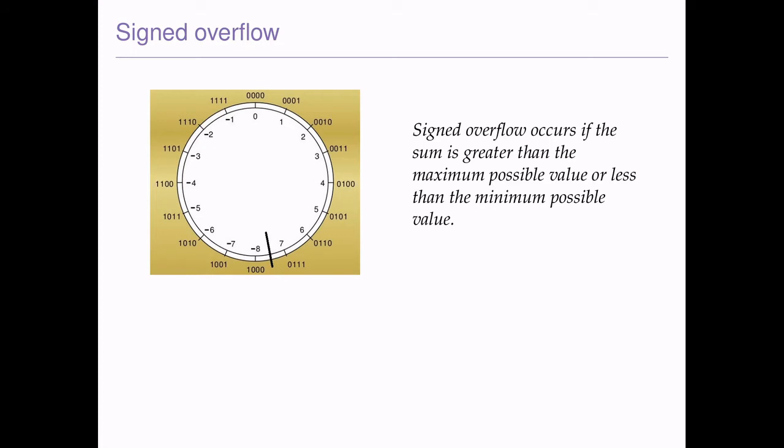So as you remember, we have signed numbers and they wrap around at 7 to 8. When the largest bit is set, that means we have a negative number. When the largest bit is not set, that means we have a positive number. And signed overflow occurs if the sum is greater than the maximum possible value or less than the minimum possible value. So there's several ways in which this can go a little bit off for us, and we need to be aware of them.